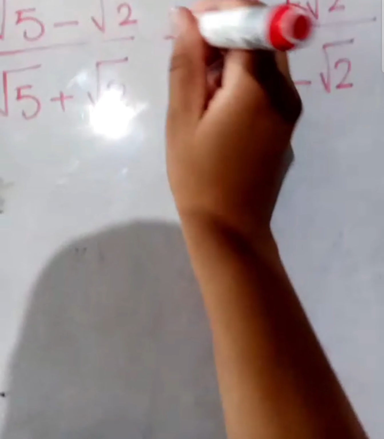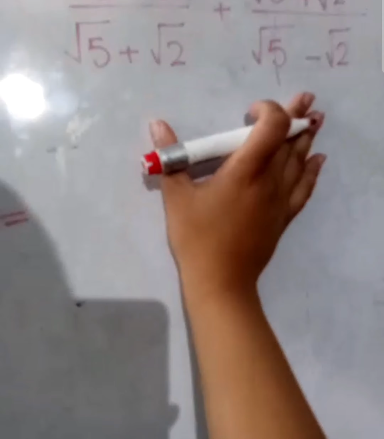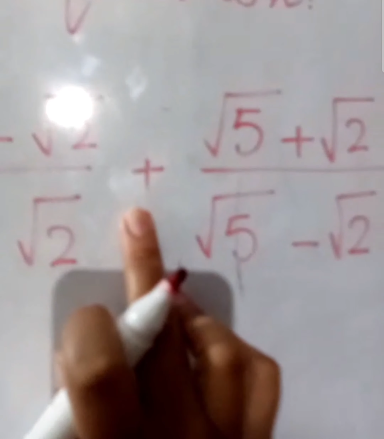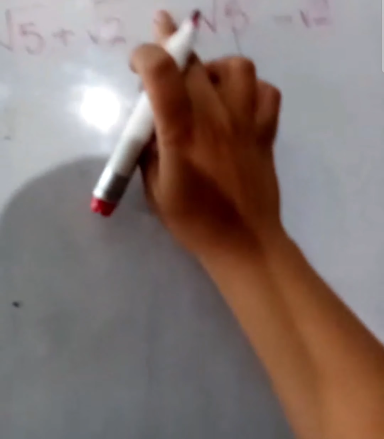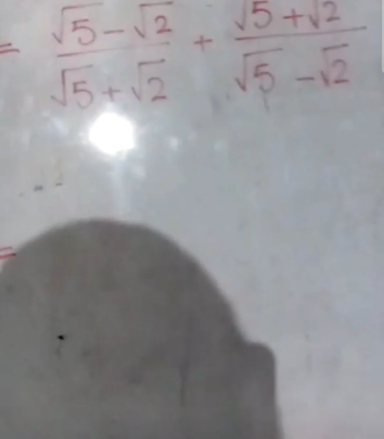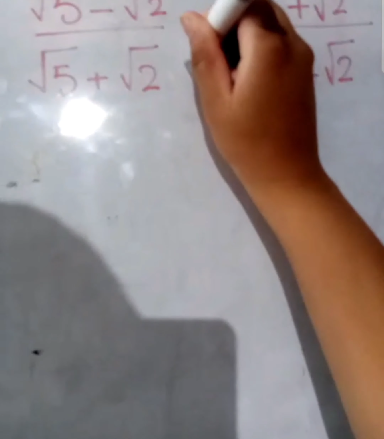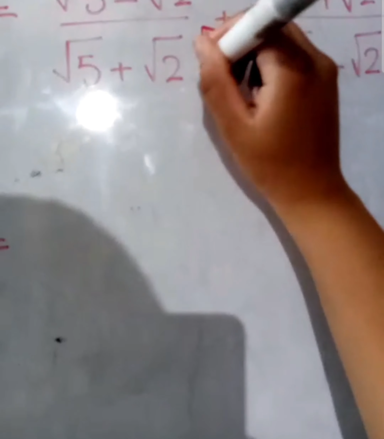Any problem till here? The sign of plus. It was the formula for multiplication, but here it is plus. For this type of fraction, do you know cross multiplication?